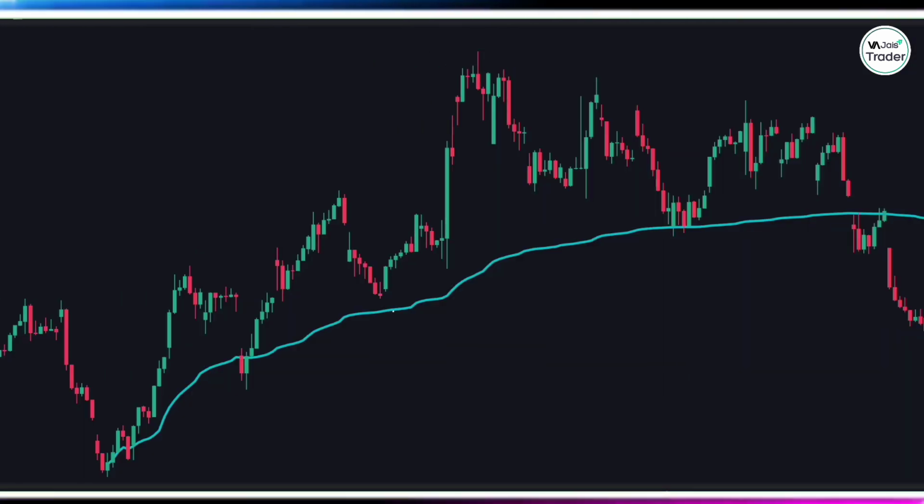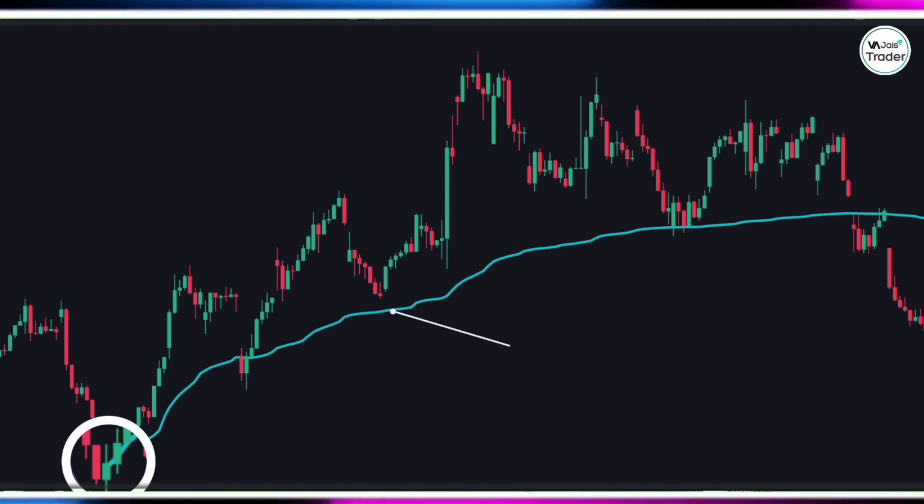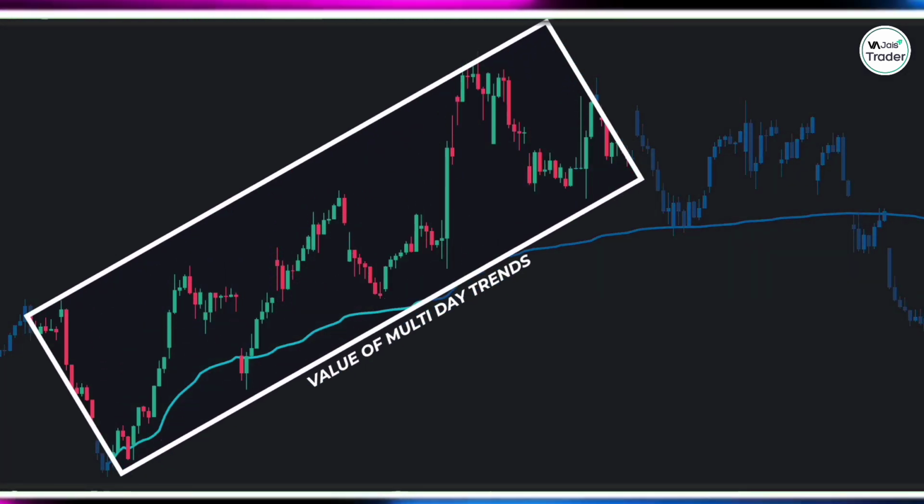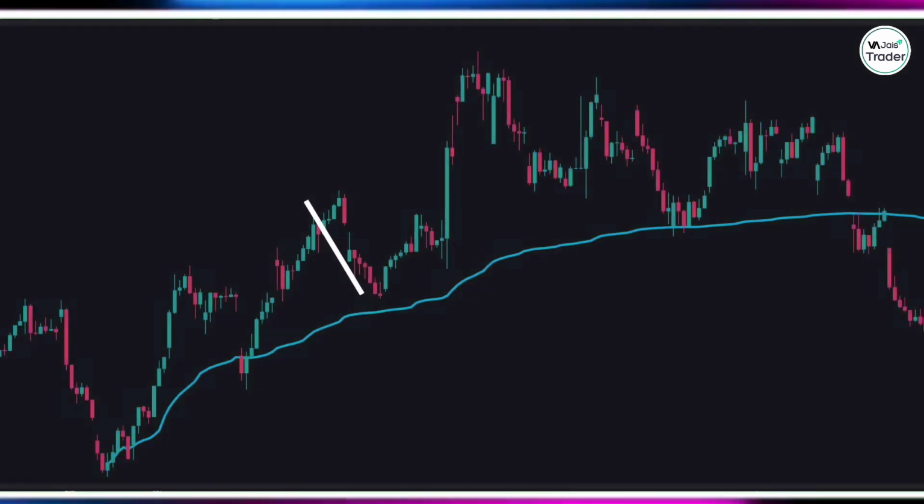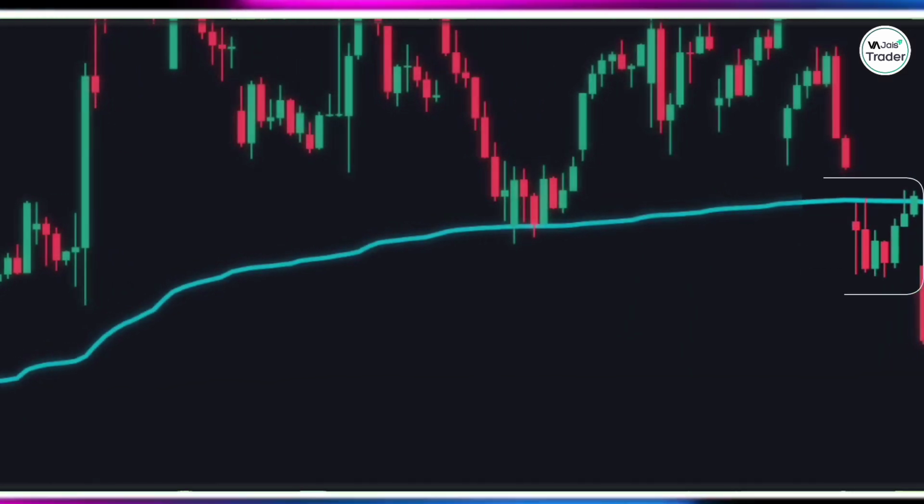That is where Anchored Vwap comes in. The Anchored Vwap uses the same calculations as the regular VWAP, but it allows you to select the exact candle where you want the calculations to begin. It can give you a better understanding of the value of multi-day trends. It can also help you identify areas where breakouts may occur.